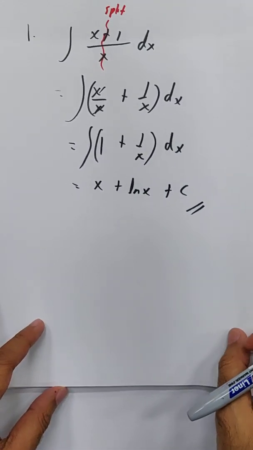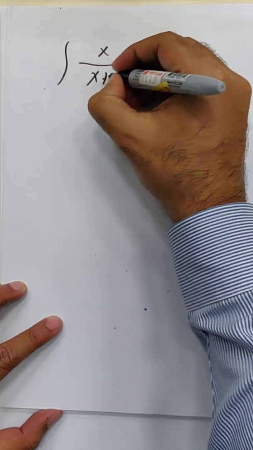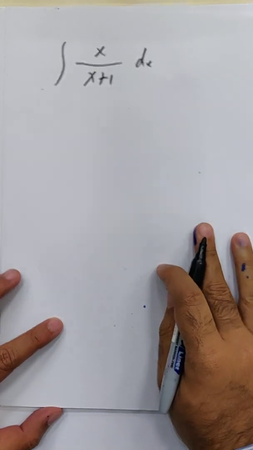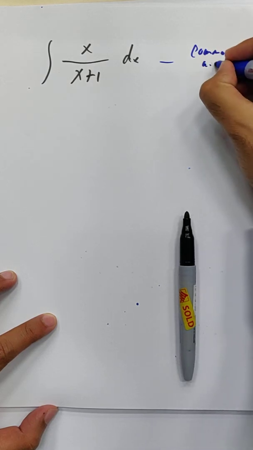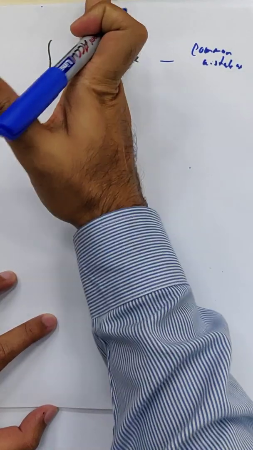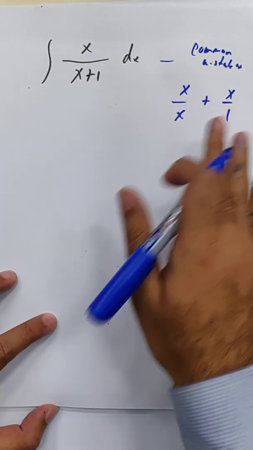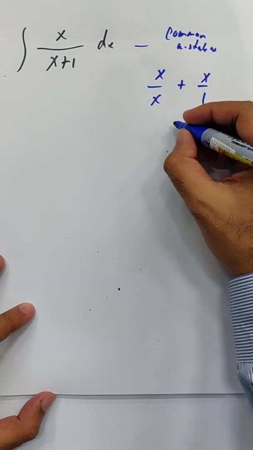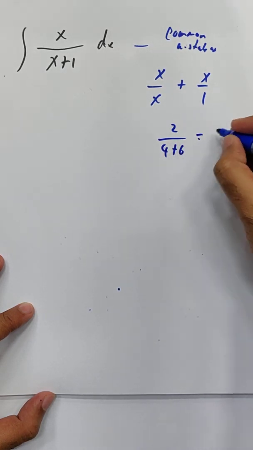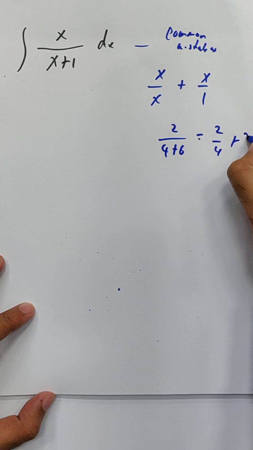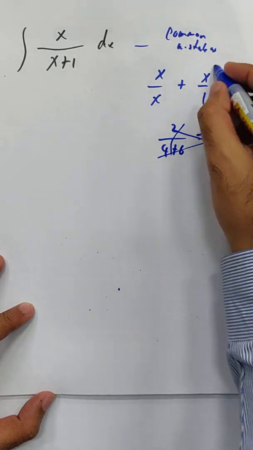Alright, so let's continue. The next one will be x over x plus 1 dx. The common mistakes I got from students: either they want to split the same thing, so they get themselves x over x plus x over 1, but this idea does not work. I can give you a small example. If I write down 2 over 4 plus 6, I cannot split it into 2 over 4 plus 2 over 6. The idea does not work. So this is a common mistake.